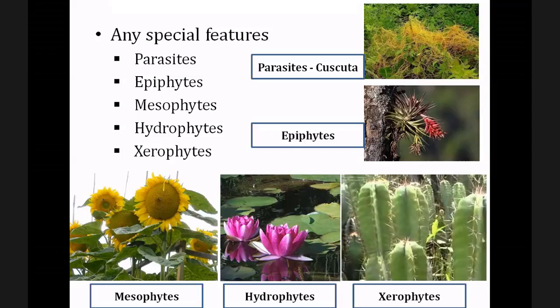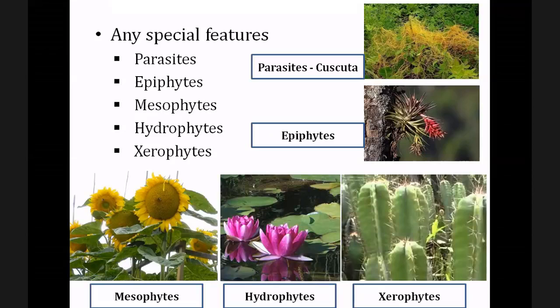The fourth category is the hydrophytic plants. These are the aquatic plants, adapted to live in the aquatic habitat. These plants may be submerged in the water or remain under the water. The examples are hydrilla, lotus, and vallisneria. Those are the examples of hydrophytes.